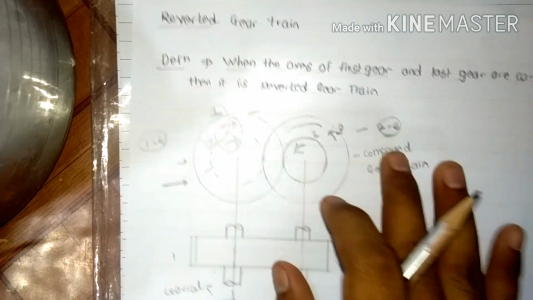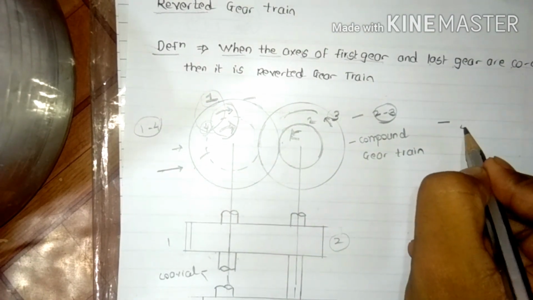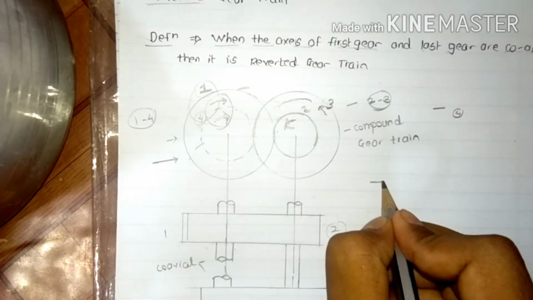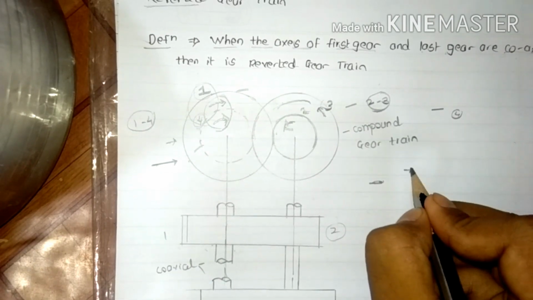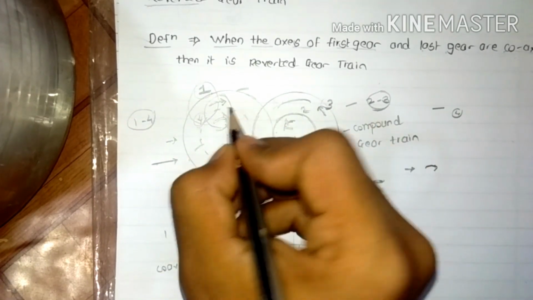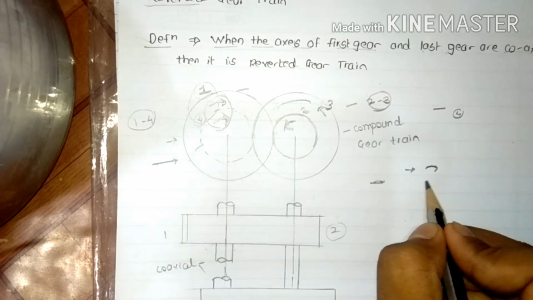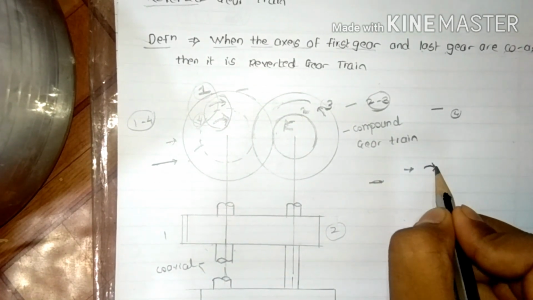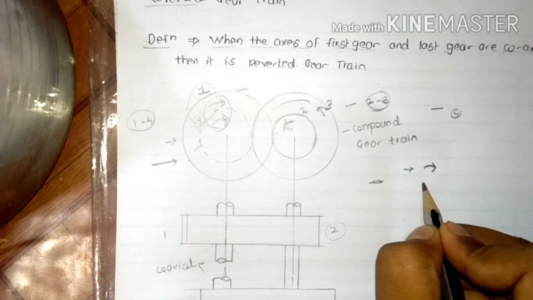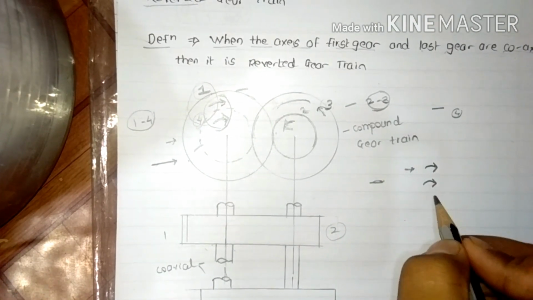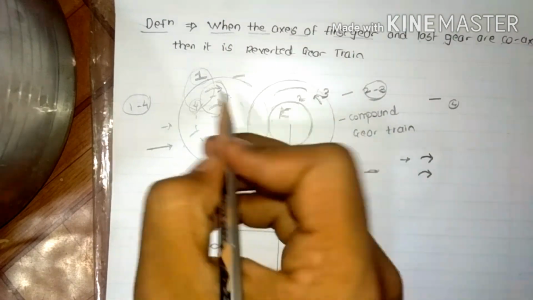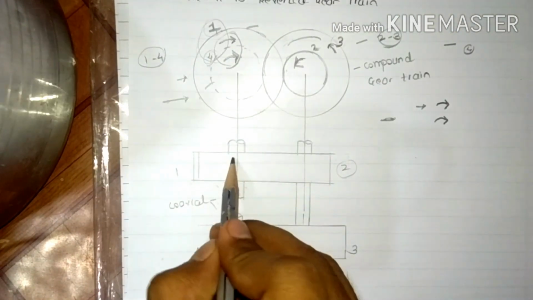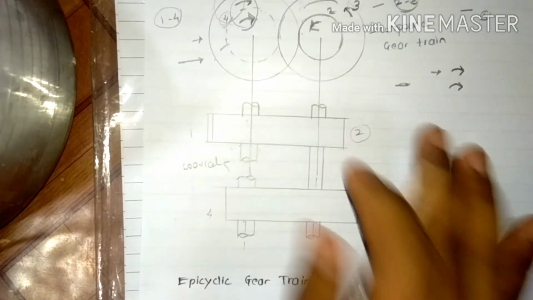So finally we get the same motion of the first driver and last driven. So we are reverting the motion from first to last, meaning if we have a motion of clockwise direction at first, then it will give a clockwise direction, that is same motion at last, meaning we are reverting the motion from first gear to last gear so that the power can transmit from one shaft to another shaft.